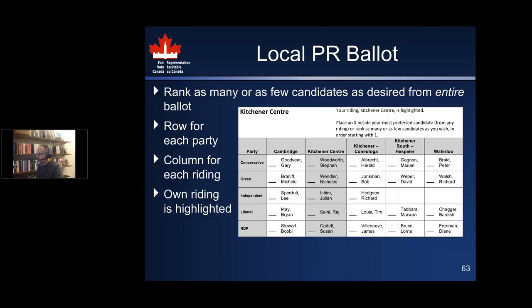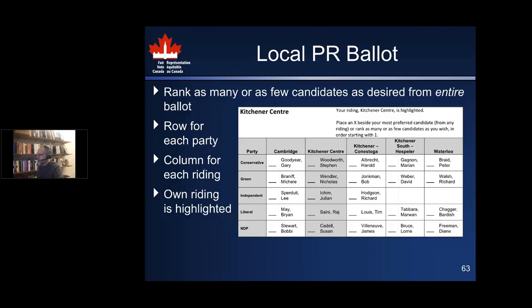You have a column for each riding. My riding, Kitchener Centre, is the third column over, headed by Kitchener Centre, with the people that are running in this riding. As a Kitchener Centre voter, my riding would be highlighted with a grayer shade. Then, as a voter, I would rank the candidates that I want across all of them. I'm not restricted to my riding.